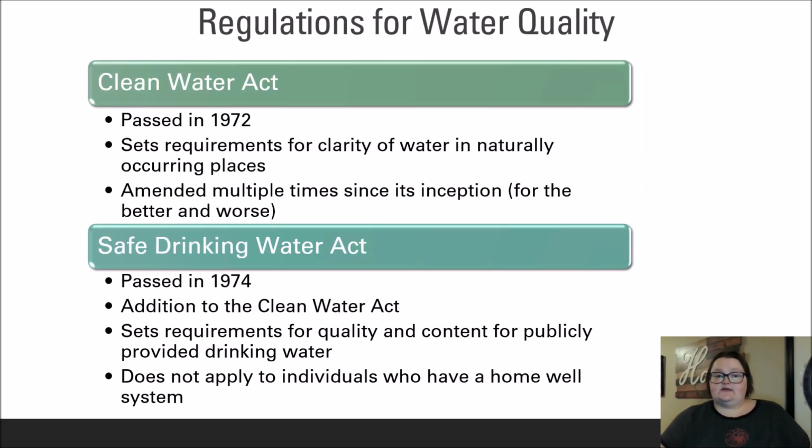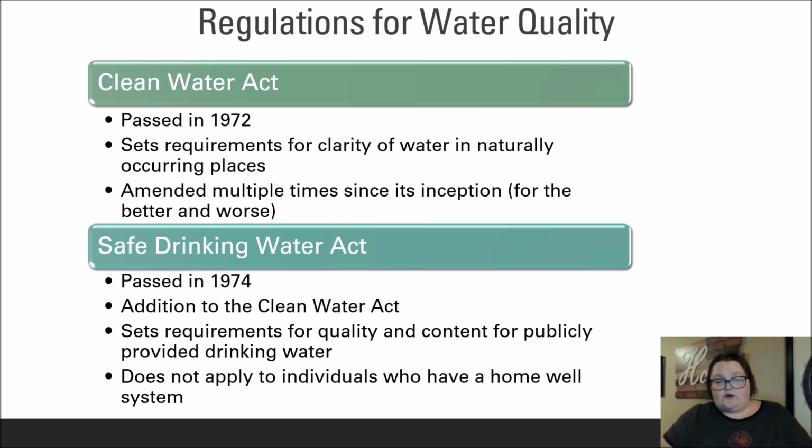Lastly, let's address the regulations associated with water quality. The Clean Water Act is perhaps the most important. It was passed in 1972 and sets requirements for clarity of water in naturally occurring places. It has been amended several times since its inception, sometimes for the better and sometimes more recently for the worse.